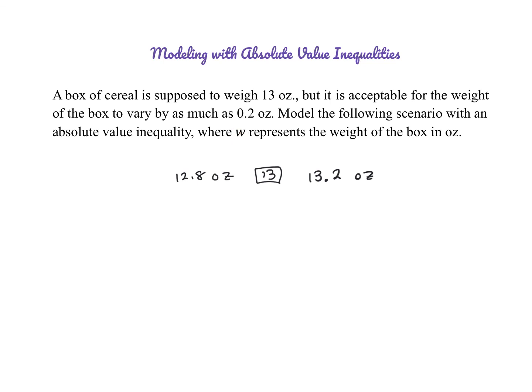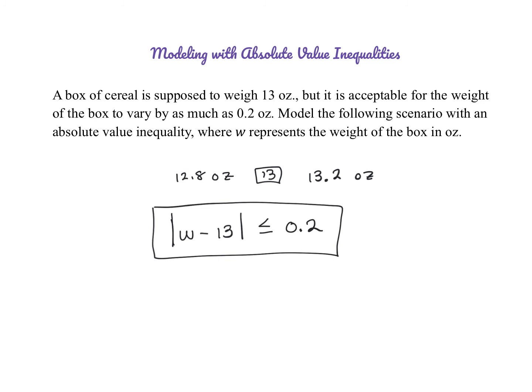Well, the difference between the actual weight and 13 ounces should be no more than 0.2. Now, since it's 0.2 above or below, we can actually use absolute value. If it's below, it will take that 0.2 and make it positive. If it's above, it's already positive. But anytime you're working with a difference and it should be the same above or below, that absolute value sign fixes that scenario. So this difference between the actual weight and 13 should be less than or equal to 0.2. Okay, so that's how we can model this scenario with an absolute value inequality.